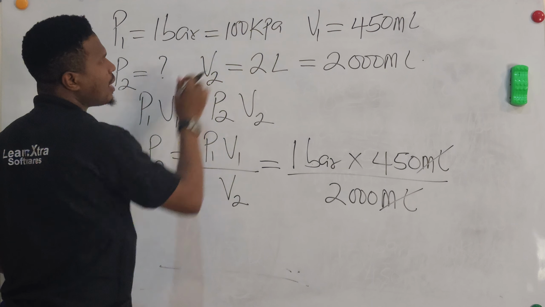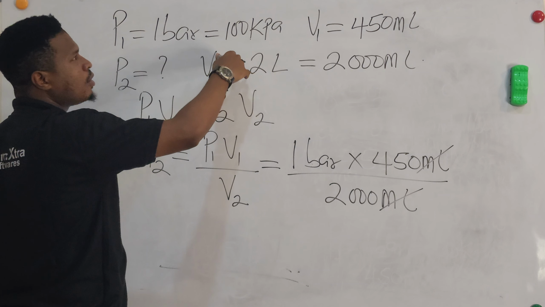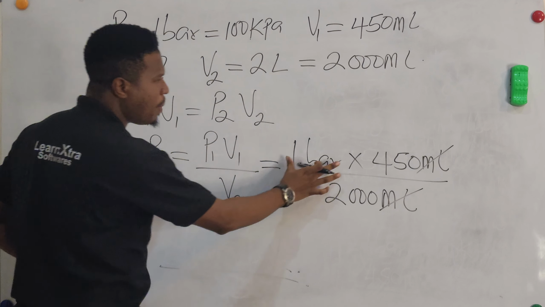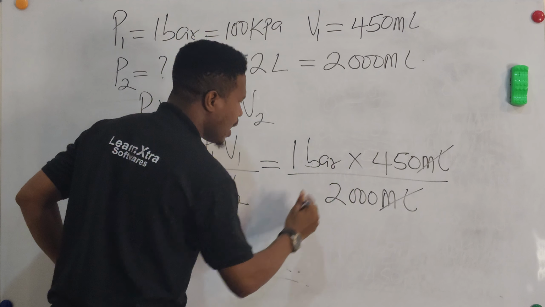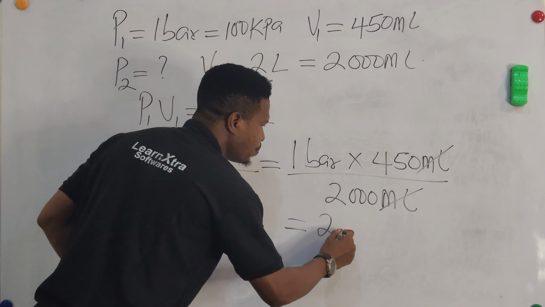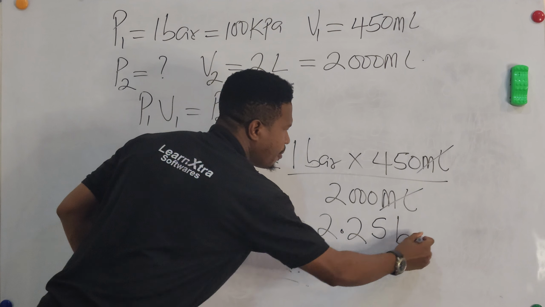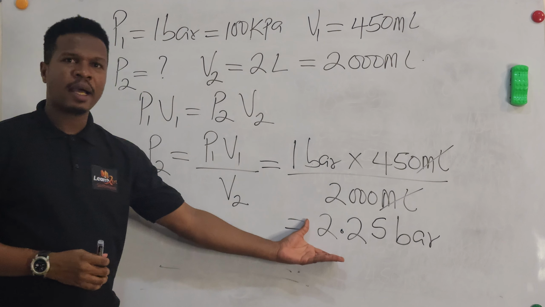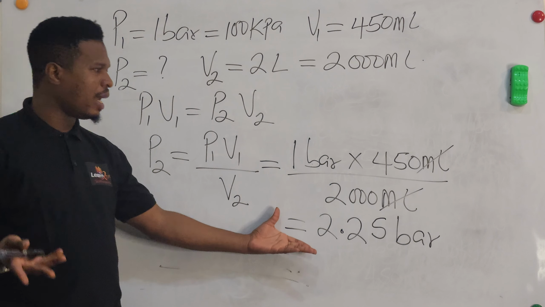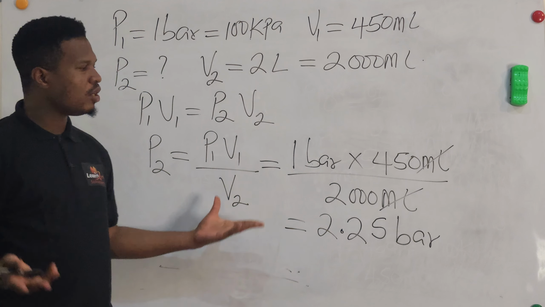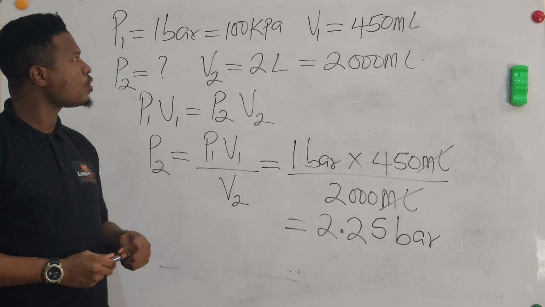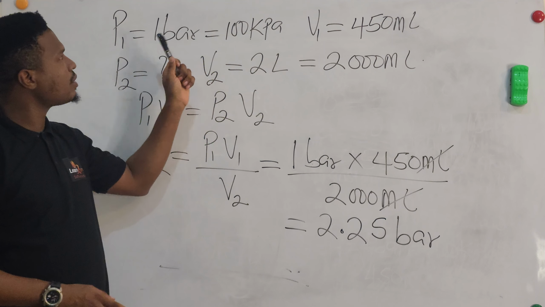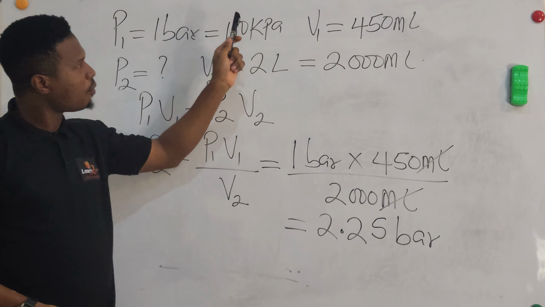If it's in pascal, I'll convert this. Remember, to convert kilopascal to pascal, anything kilo means 1000, so multiply by 1000 and you get it in pascal. So in bar, we have this. If you solve this, you have 2.25 bar. So this is the answer in bar. But if the option says otherwise, you can still convert this bar to any unit of your choice, depending on the question. So you have to go back to the video on SI units to know more about how to convert from bar to kilopascal or from kilopascal to pascal.